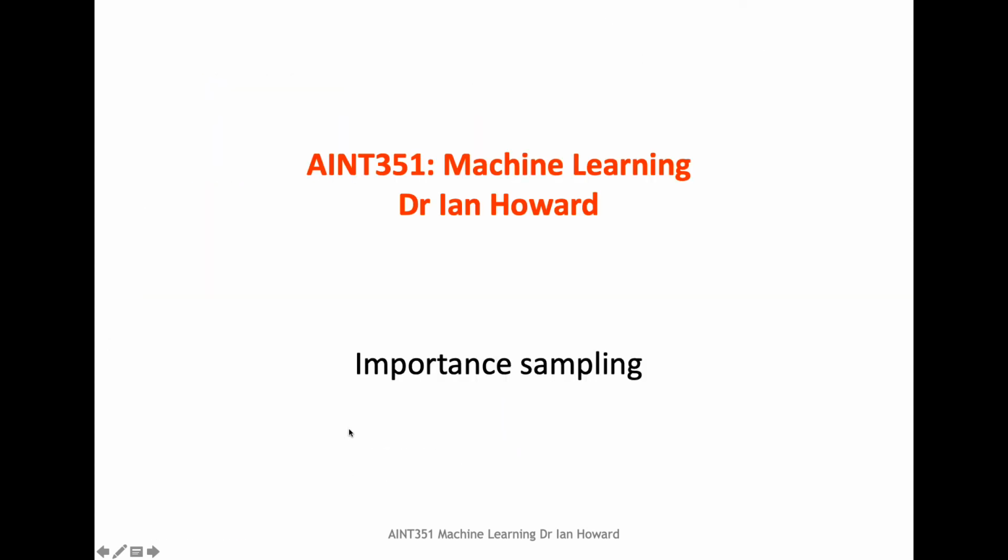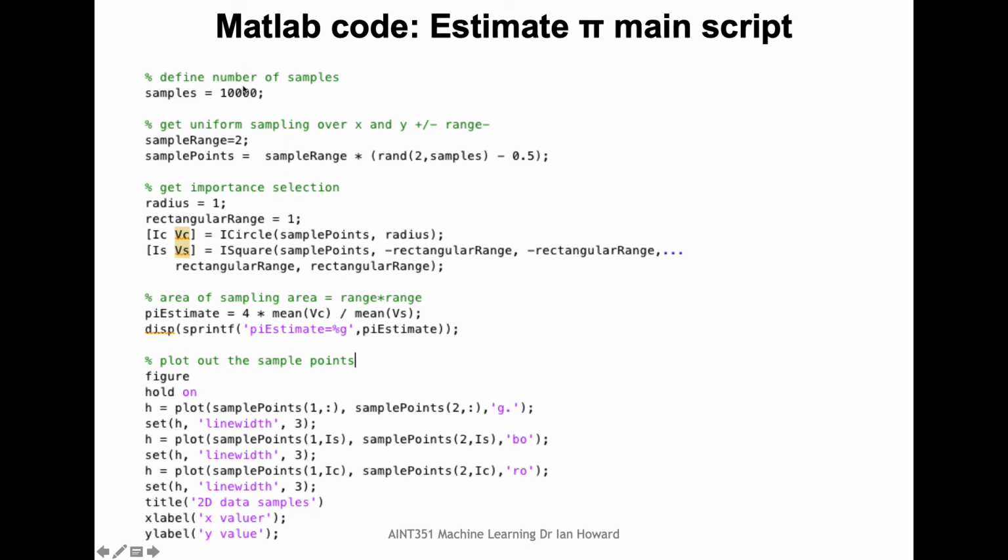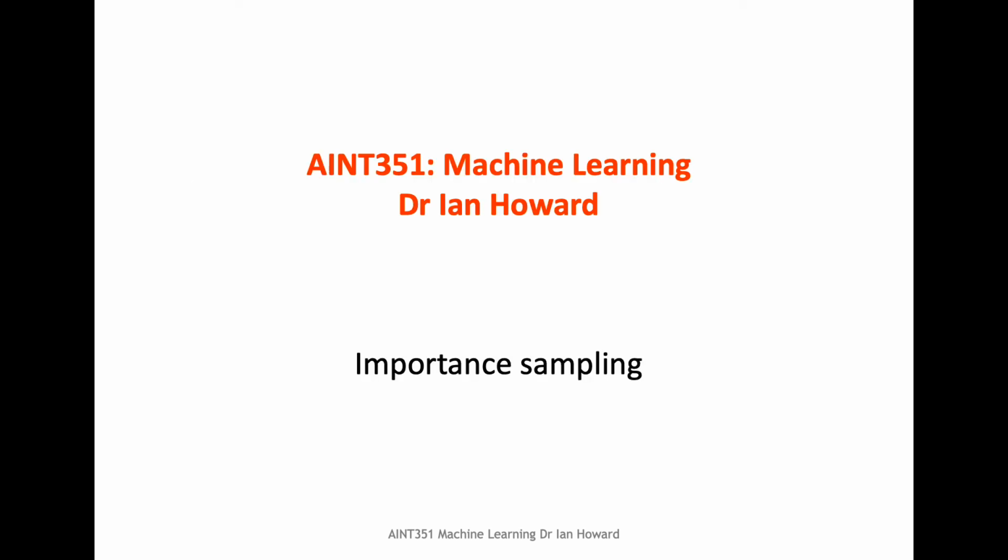And then all we have to do is run this thing for a certain number of samples. I'm running it for 10,000. Here we're sampling over the range that we need in order to get within the square. We then calculate the number of points within the circle, calculate the number of points within the square, and then we calculate our estimate of pi as 4 times the mean number of points within the circle divided by the mean number inside the square, and then we just plot it out.